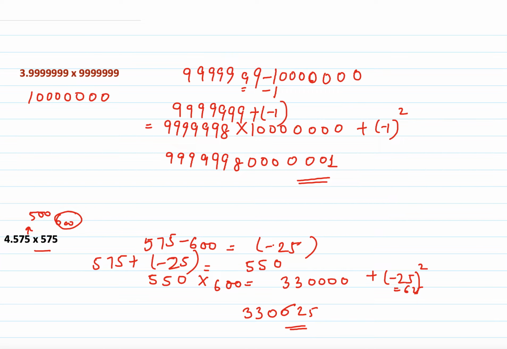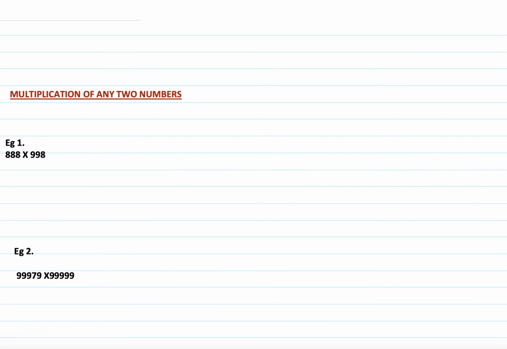If you practice, you can do it mentally in 2 to 3 seconds. Okay, so let's go to the new trick. So here we are with the new trick. In this, we are going to multiply any two numbers. I have taken an example here, 888 into 998.